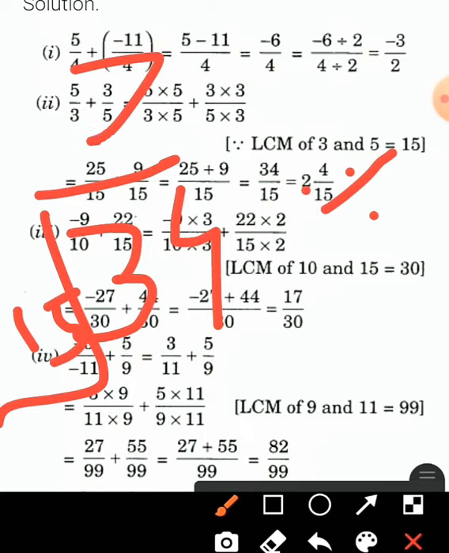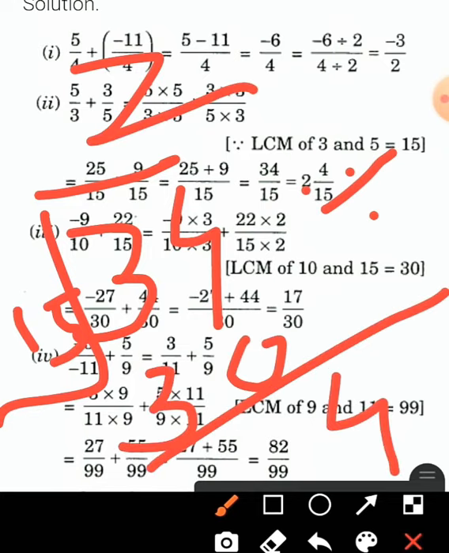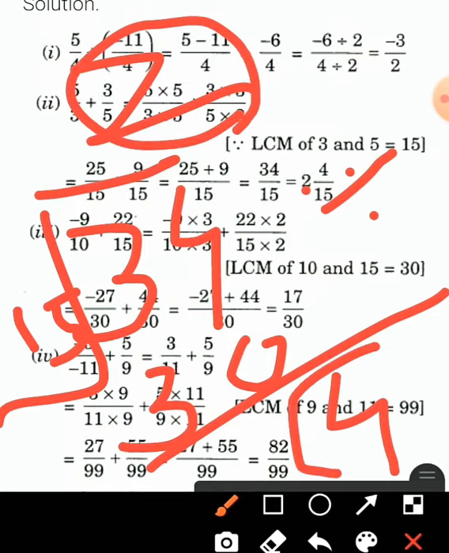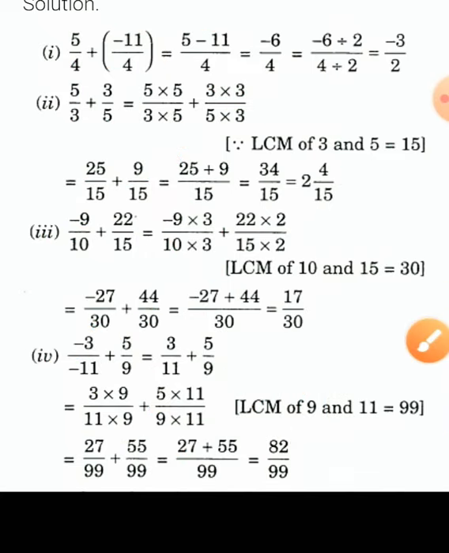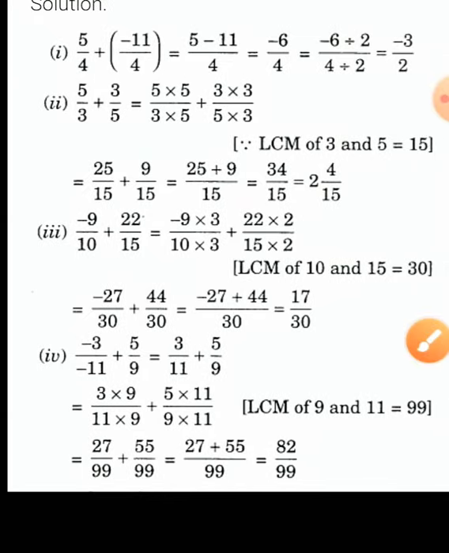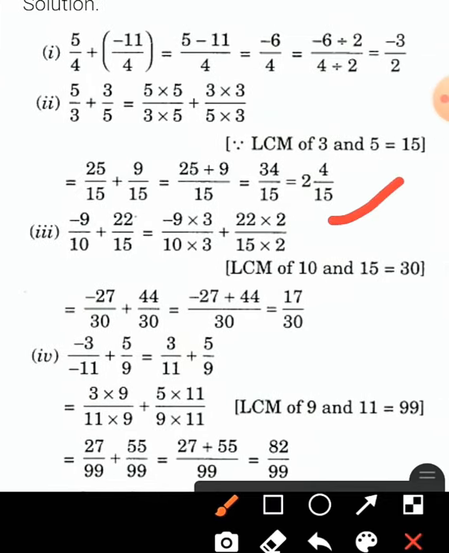15 2s are 30. Okay, so 4 is left out as a remainder. So 2 integer and this 4 is remainder, so 4 upon 15. So this way you can divide it and you will get the answer in mixed fraction, or else if you stop here, then also it is correct.